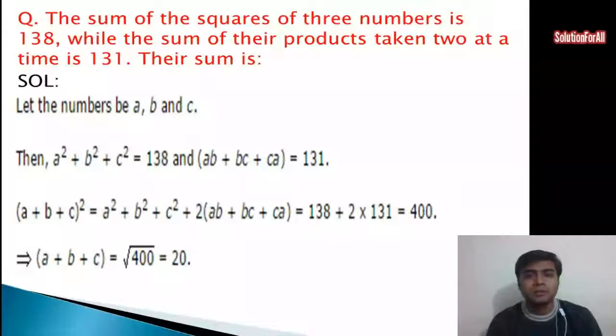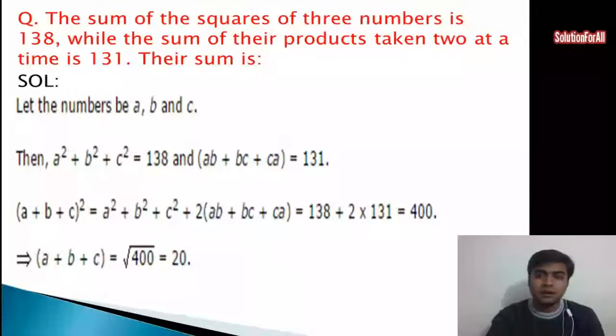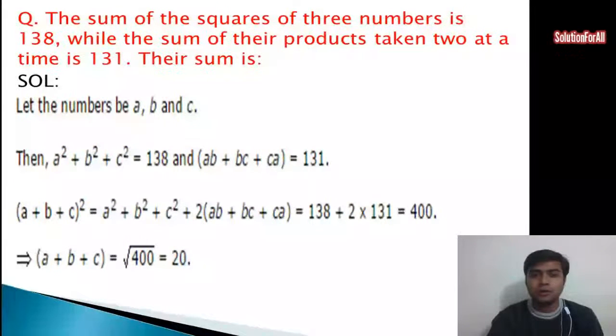The sum of the squares of three numbers is 138, while the sum of their products taken two at a time is 131. Their sum is? Let me remind you, I had given some formulas at the end of decimal fractions, like (a plus b plus c) whole square, (a plus b) whole square is equal to what, (a plus b) whole cube is equal to what, a cube plus b cube is equal to what, a cube minus b cube is equal to what, (a minus b) whole square is equal to what. I had given the formulas and asked you to memorize all of them. I hope you have remembered all the formulas. So this sum is based on those formulas only.